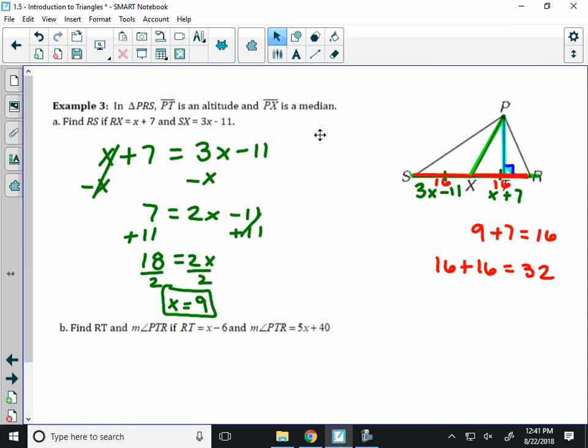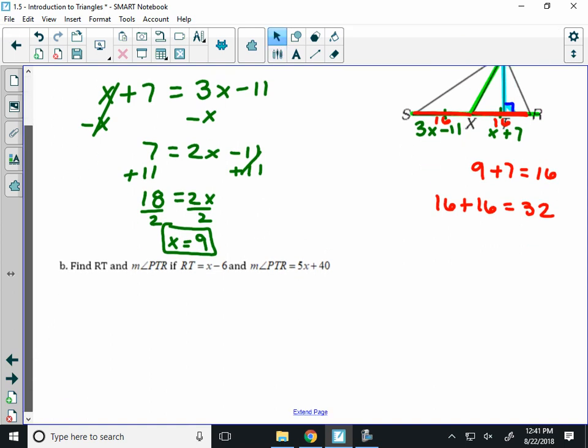If we take a look at B, find RT and the measure of angle PTR. If RT equals x minus 6 and the measure of angle PTR equals 5x plus 40, I'm going to ask you this question. Can you set segments and angles equal to each other? No. They're not the same thing. They're totally two different things. You can never set angles and segments equal to each other.